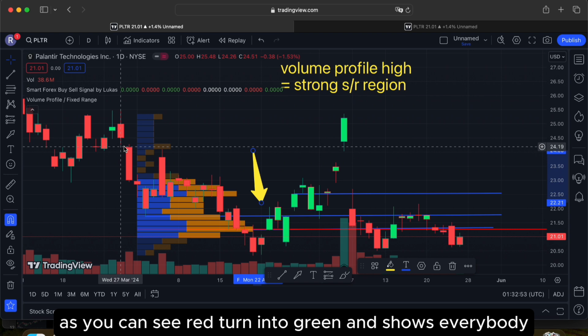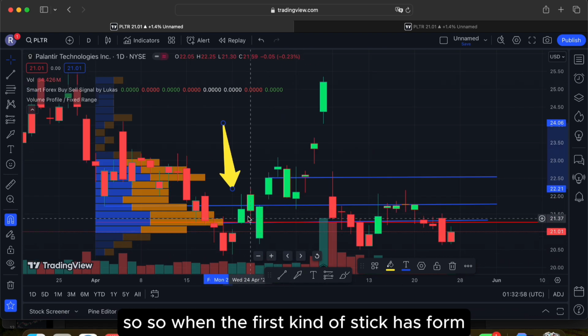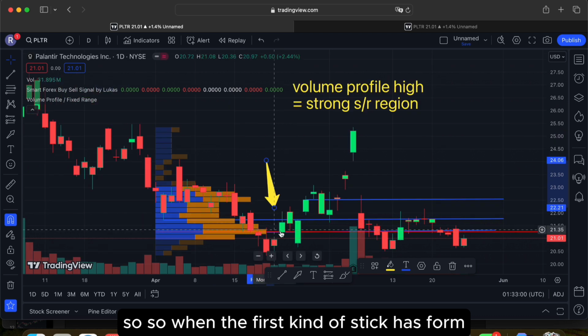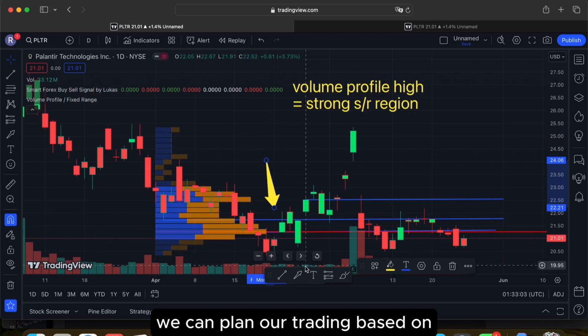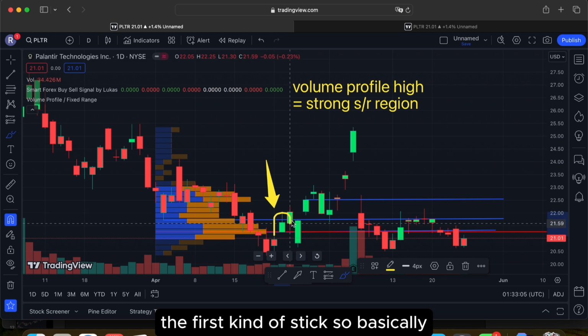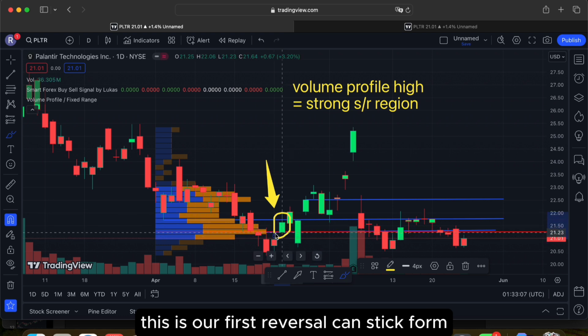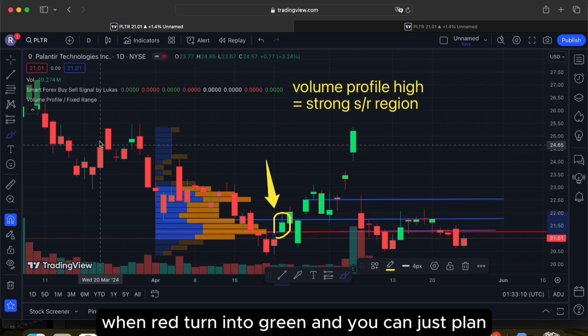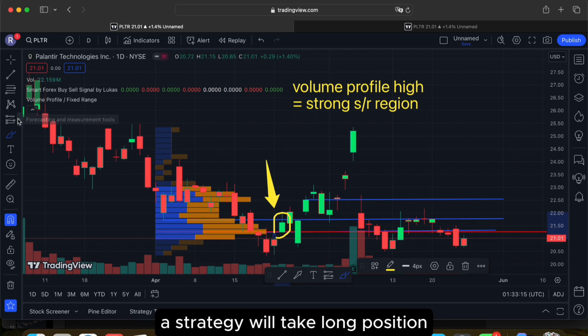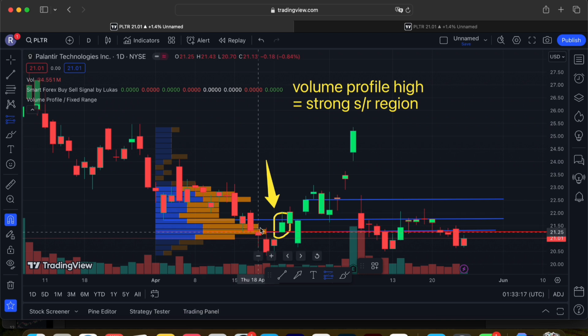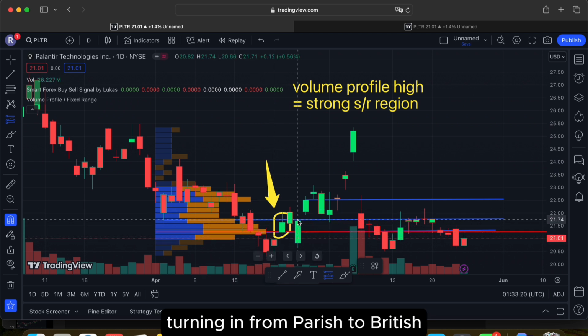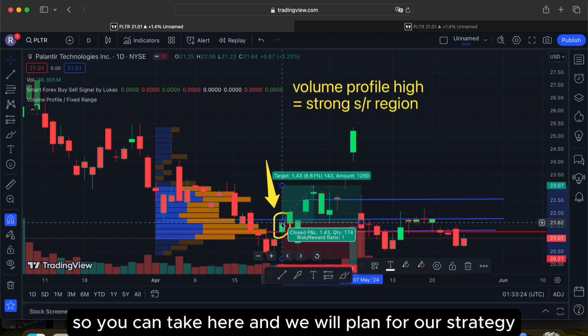This area, as you can see, red turns into green and shows a reversal. So when the first candlestick has formed, we can plan our trading based on the first candlestick. So basically this is our first reversal candlestick formed when red turns into green, and you can just plan your strategy. We will take a long position as this is a reversal turning from bearish into bullish. So you can take here and we will plan for our strategy.